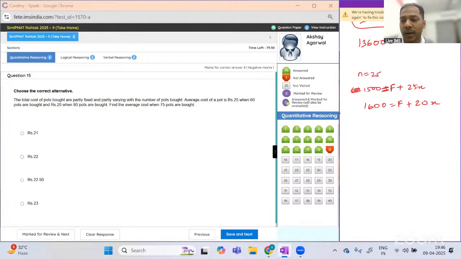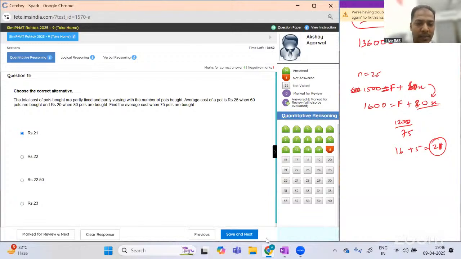So if I just look at it, when 20 pots are bought extra, my cost increases by 100, so x is 5. I substitute that 5, and the fixed cost is 1,200. The cost per piece is rupees 5. So 1,200 divided among 75 pots would give me 16, since 75 goes 16 times in 1,200. So this would be 16 plus 5, that would be 21. 21 rupees per piece. So let's move ahead.